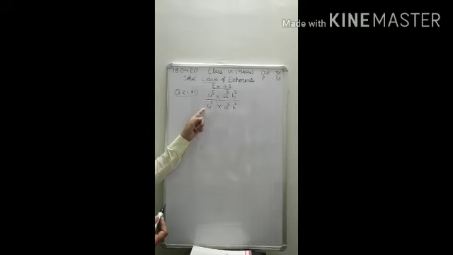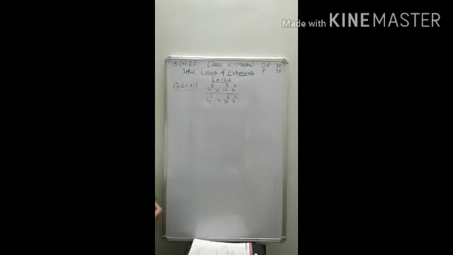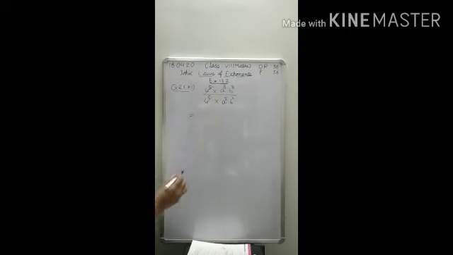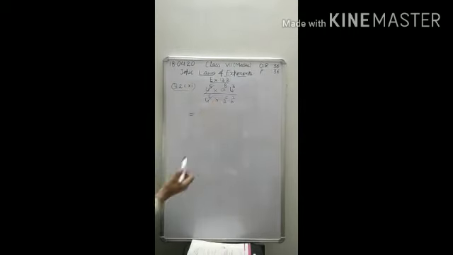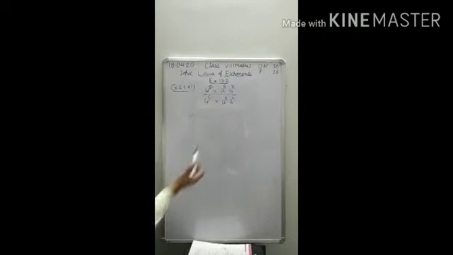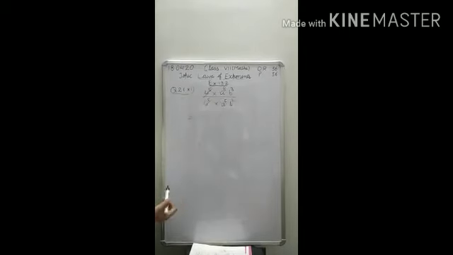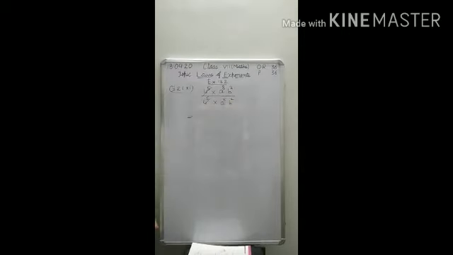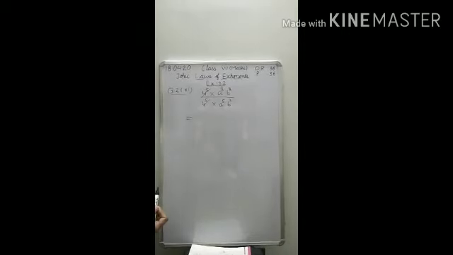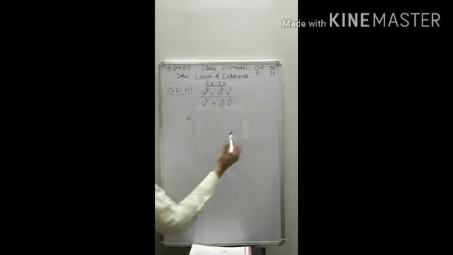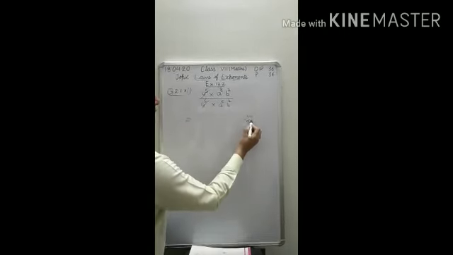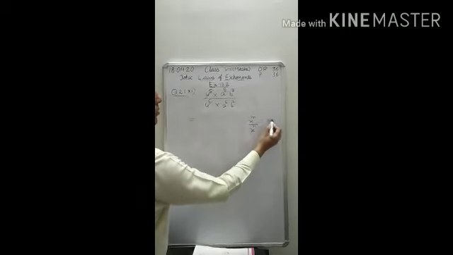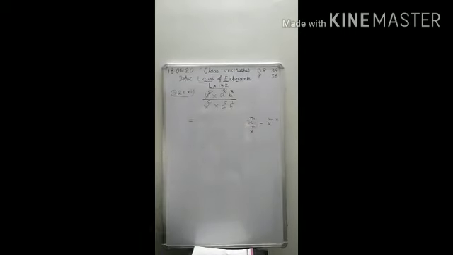Here 4 raised to the power 5 upon 4 raised to the power 5. So what will you do? They will just cancel out. Now which identity will you use? Here you see a raised to the power 8 upon a raised to the power 5. Here the bases are the same and the powers are different. The same is the case with b raised to the power 3 upon b raised to the power 2. Again the bases are the same but the powers are different. So which identity will you have to use? Again you will have to use x raised to the power m upon x raised to the power n is equal to x raised to the power m minus n.